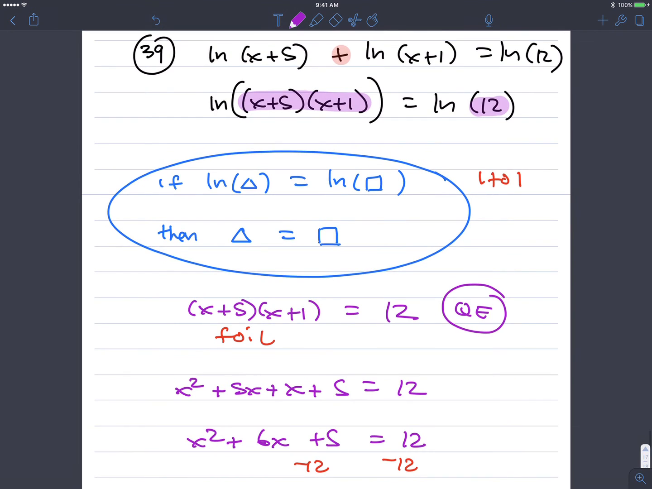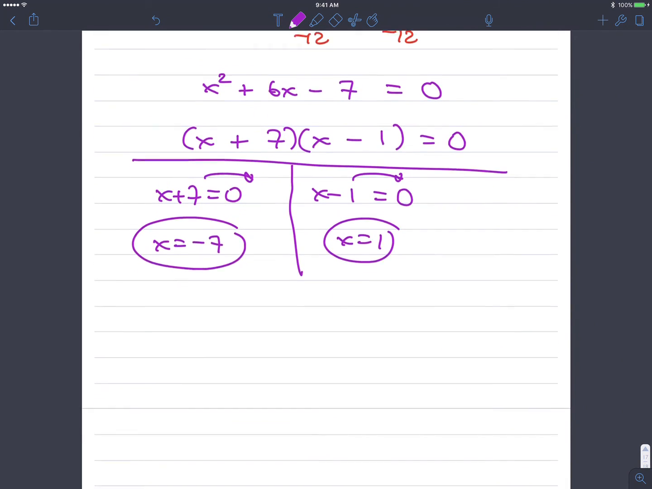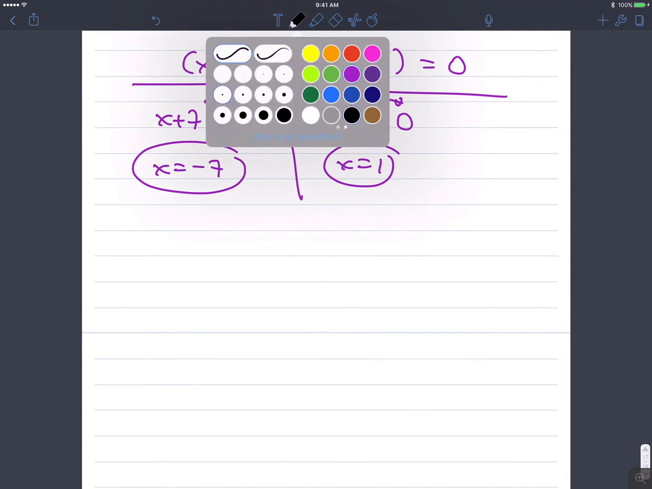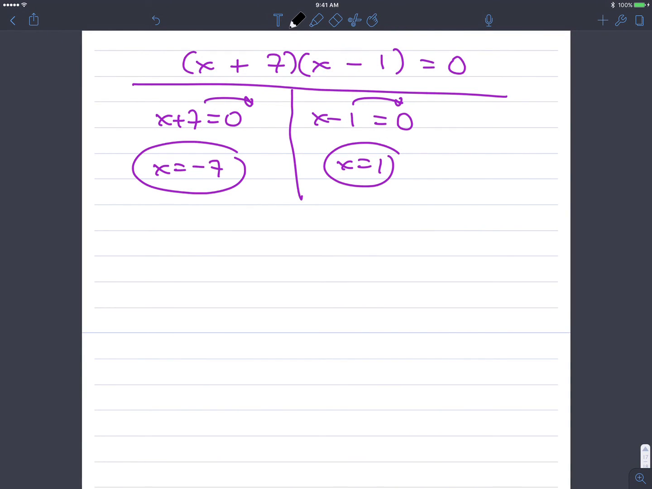So we have to double check. Go back to the original question. The original question here is this. Oops, sorry, let's go back. That's not the original. Natural log of x plus 5 plus the natural log of x plus 1 is the natural log of 12.